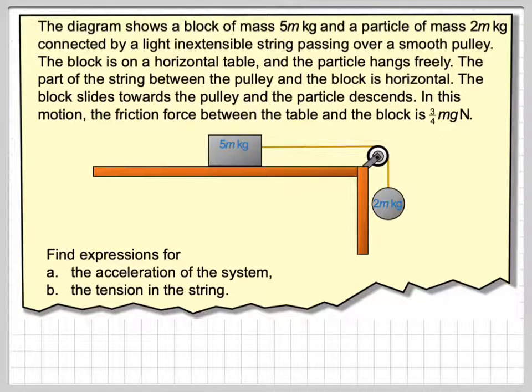In this motion, the friction force between the table and the block is 3/4 mg newtons. Find an expression for A, the acceleration of the system, and B, the tension in the string.